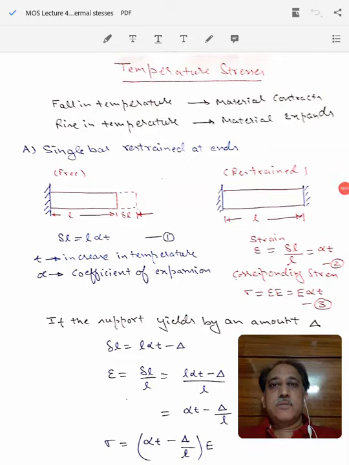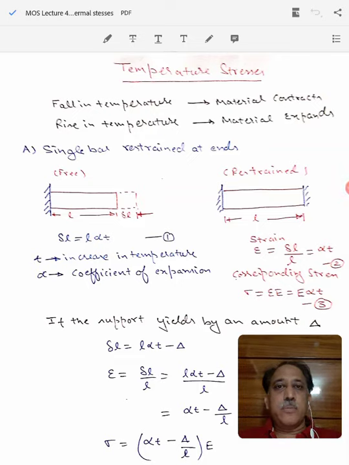Hello students, in today's lecture we are going to talk about the temperature stresses. Very often in the engineering field we encounter machine components which are subjected to variation of the temperature. This is very common.